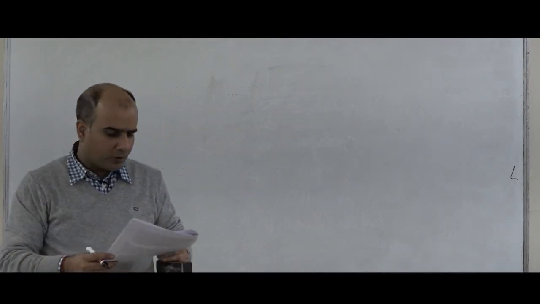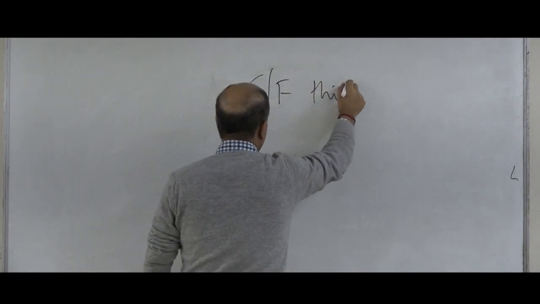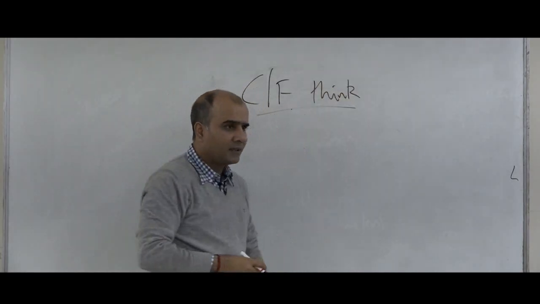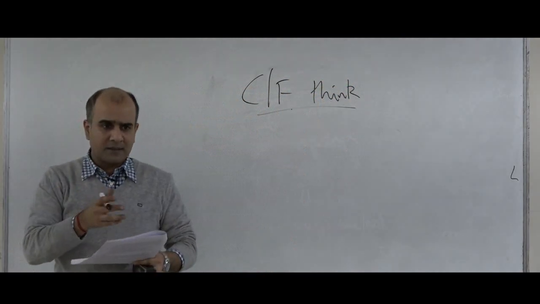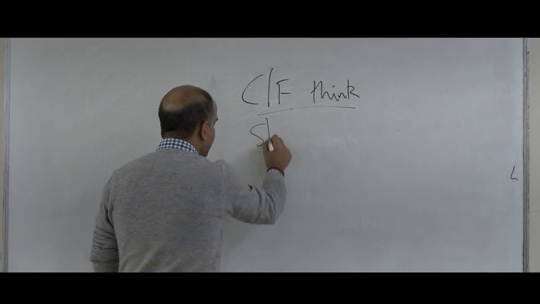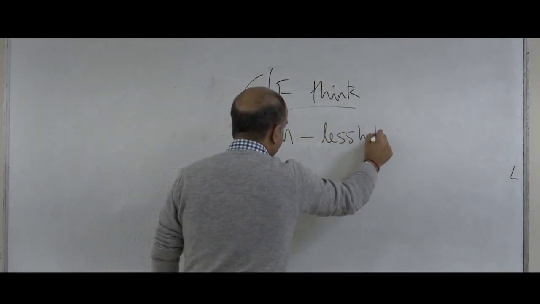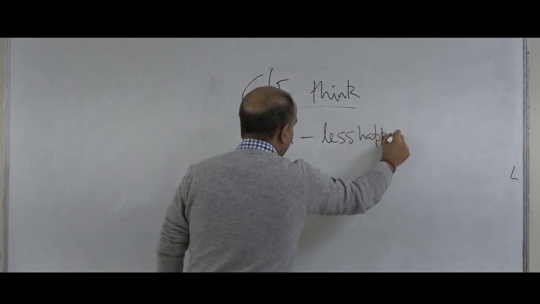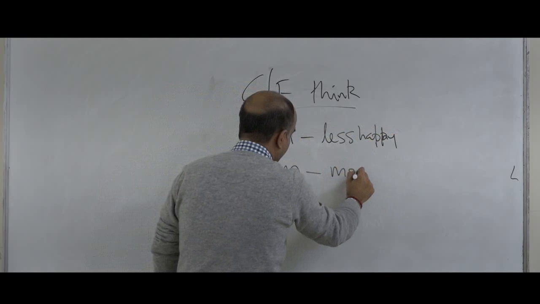Question number 49 talks about something that he refers to as counterfactual thinking. What is counterfactual thinking? The example that he talks about is the fact that he says that a person who wins a silver medal will be less happy with his achievement as compared to a person who wins a bronze medal who will be more happy.